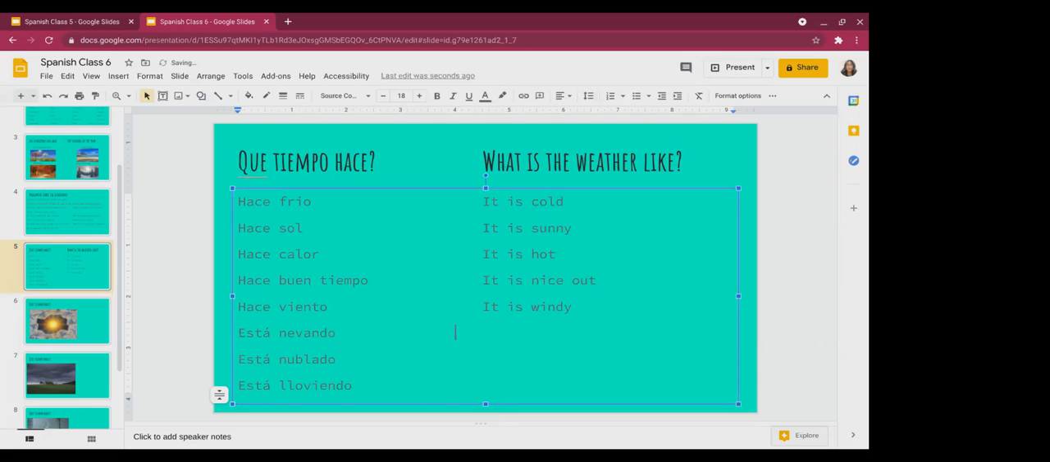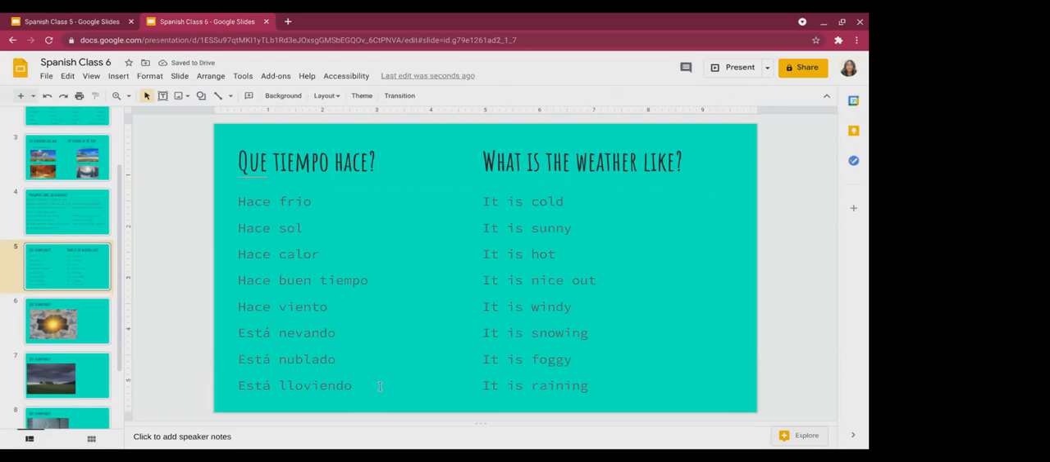Está nevando. It is snowing. Okay. Está nublado. It is cloudy. And then the last one is está lloviendo. It is raining.